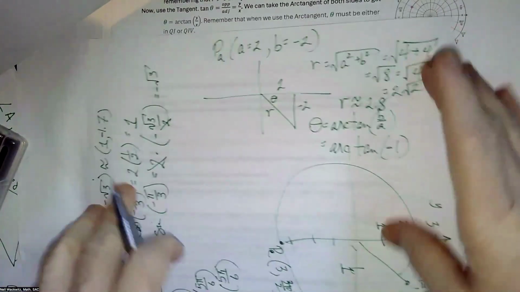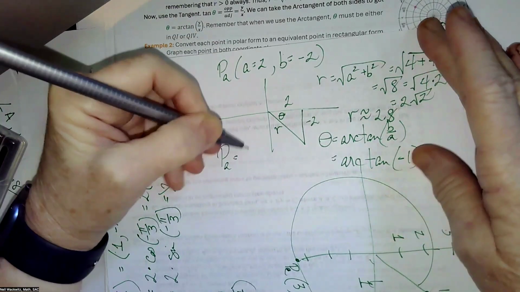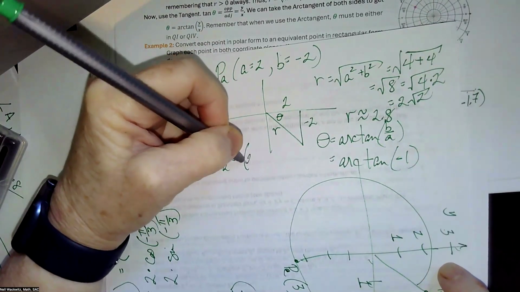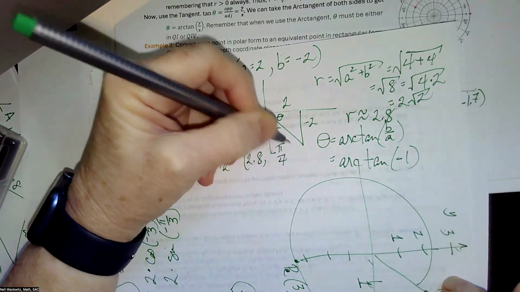So this point, little a, will be 2.8 comma negative pi over 4.